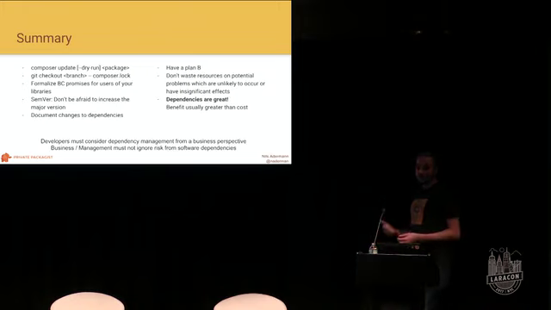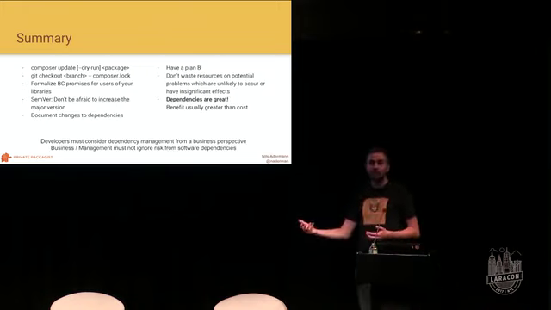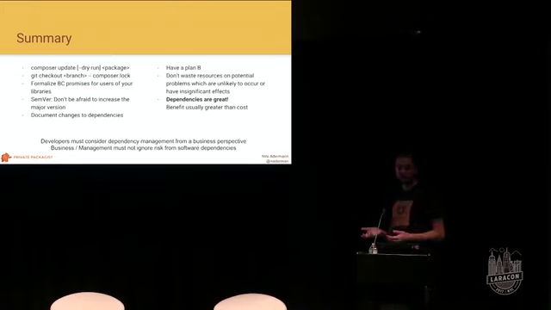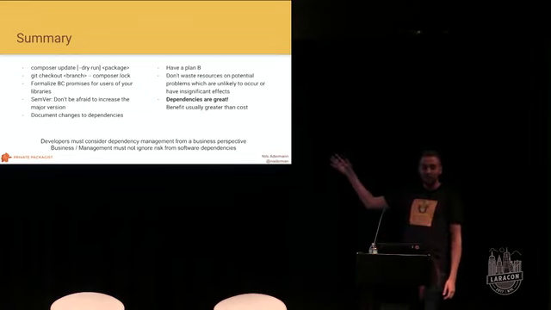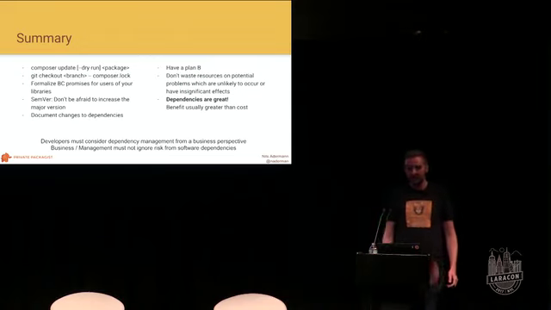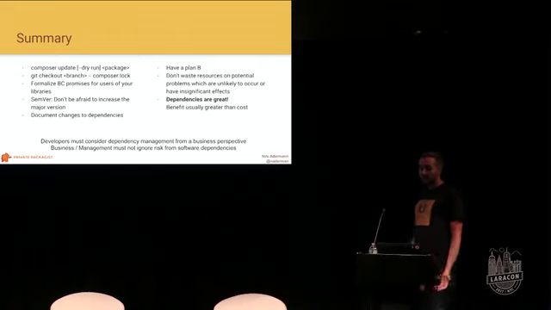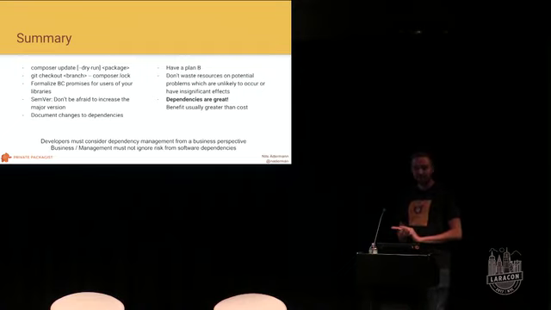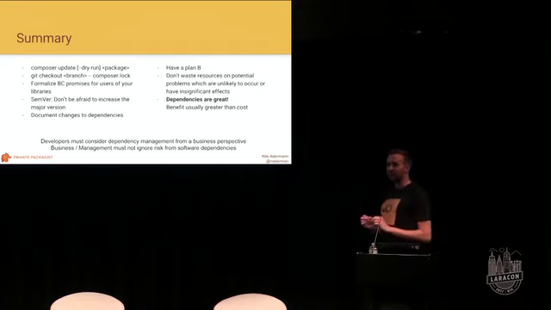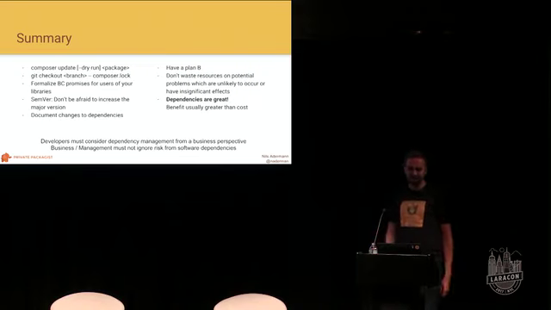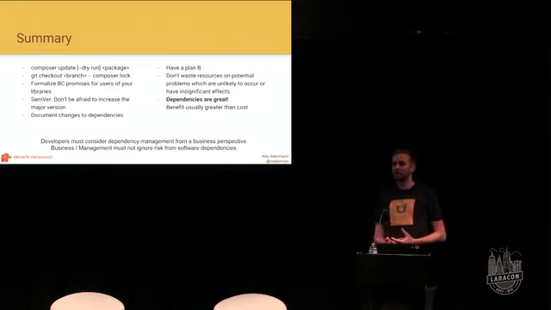So in summary, use composer update with dry run to get an idea of what's going to be updated. Do partial updates. Use git checkout branch composer.lock to reset the composer lock to then reapply the update on. Formalize your BC promises for users of your libraries so that they can actually rely on semantic versioning. And then do not be afraid of incrementing the first version number on a library that you're publishing. It's OK to have large numbers there. And then document changes to dependencies.